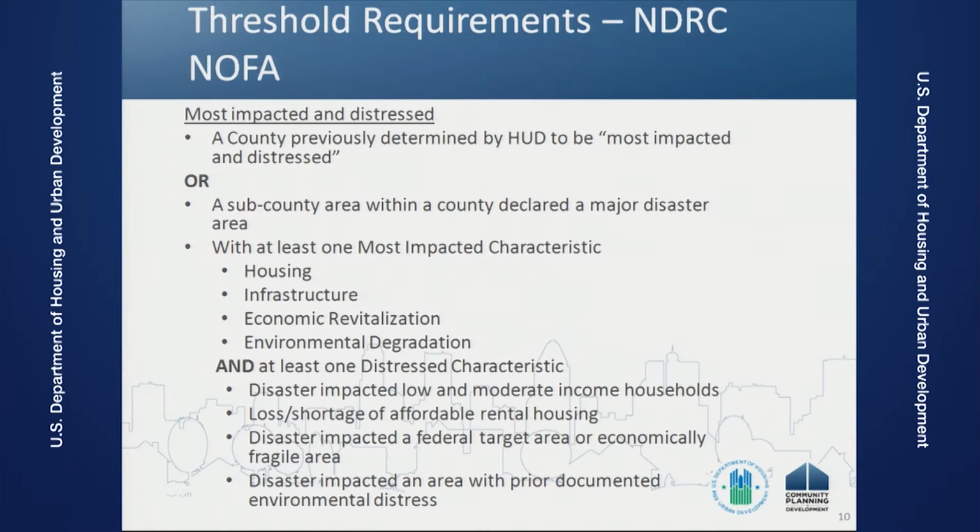Applicants should carefully read the requirements for demonstrating these characteristics in Appendix G. Appendix G includes detailed instructions on the showings that must be made to demonstrate each of these characteristics, as well as acceptable forms of data that applicants need to provide to support their narrative submissions. Additionally, links to lists of the counties previously determined to be most impacted and distressed by HUD, and lists of the sub-county areas within major disaster area counties are included in Appendix G to the NDRC NOFA.